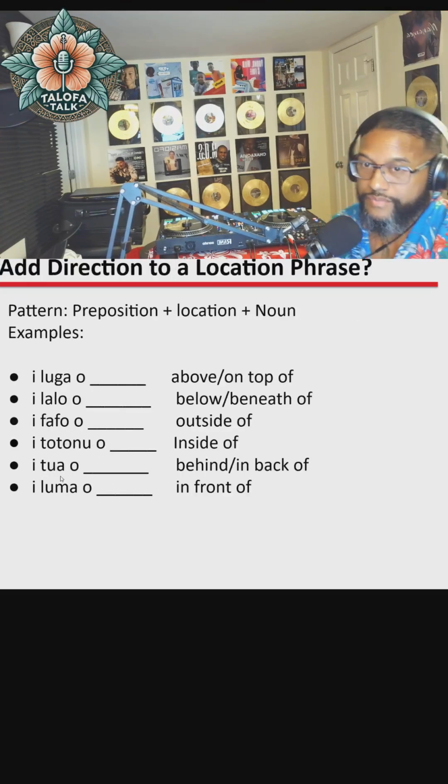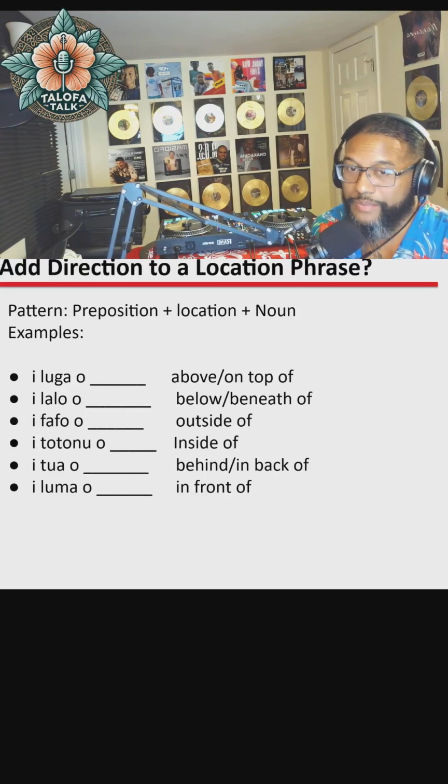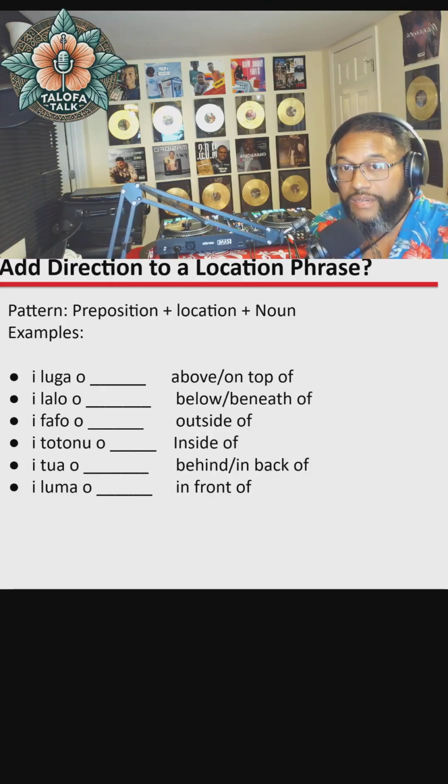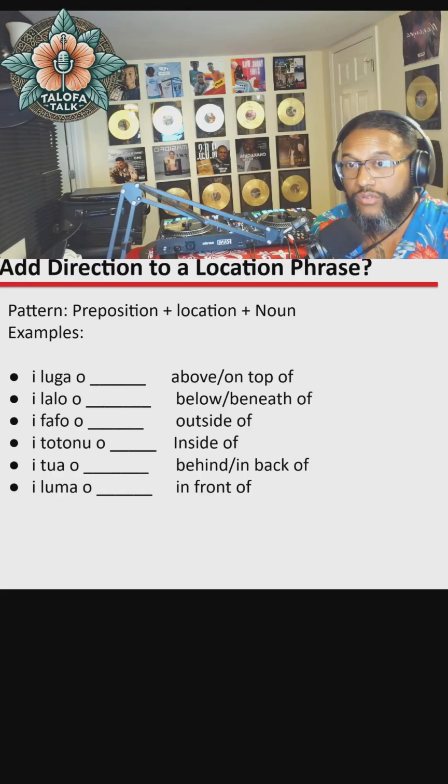All right. So now let's learn these real fast. Sorry, I'm keeping you guys a little bit over. You've probably heard these. So i lunga o is going to be on top. Just memorize this. You can write it down or go download it after I upload these slides to talofatalk.com. So i lunga o means up, on top of, or above.